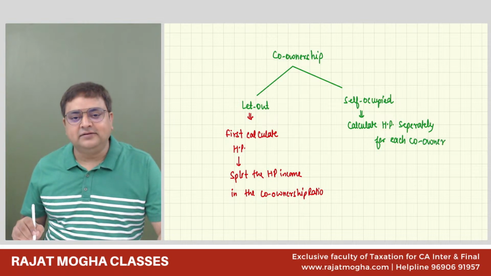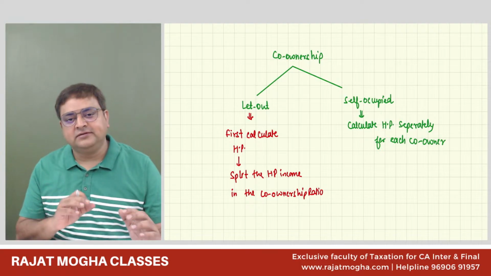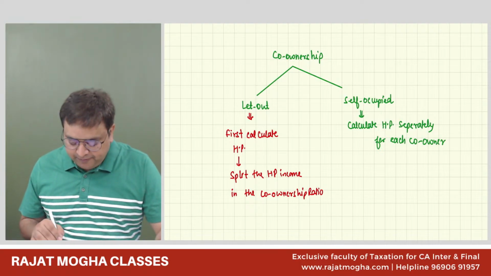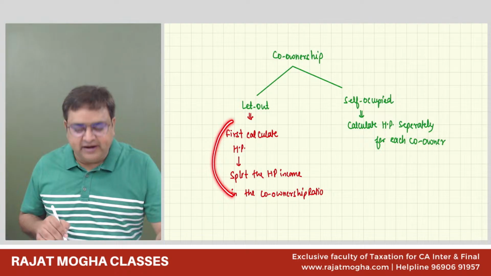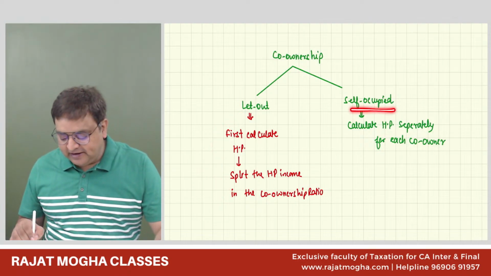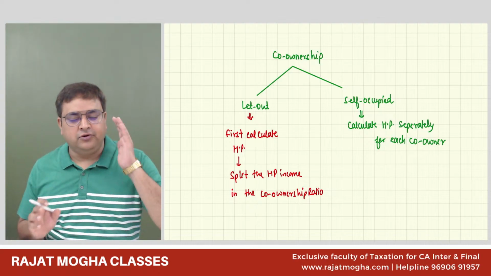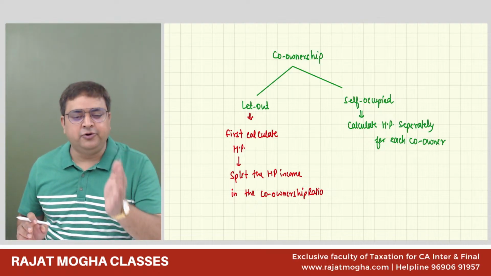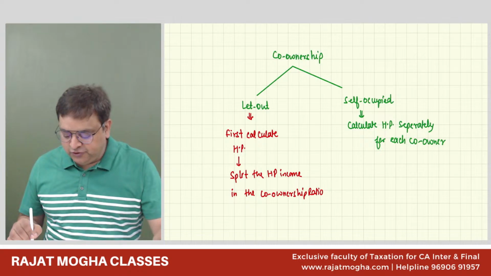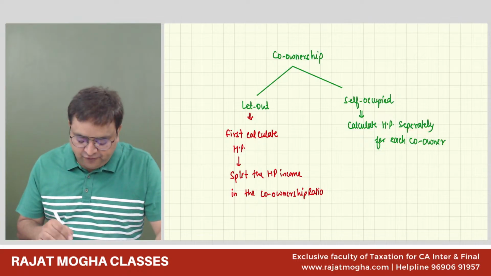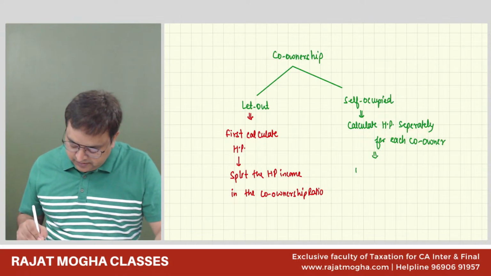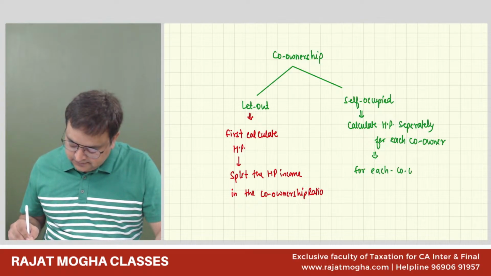So in that case, you have to start it with a split. If the property is let out, you have to split at the end. But if the property is self-occupied, you have to start with the division itself. So for owner number 1, owner number 2, owner number 3, as the case may be, you have to do it separately. And for each co-owner, NAV would be nil.